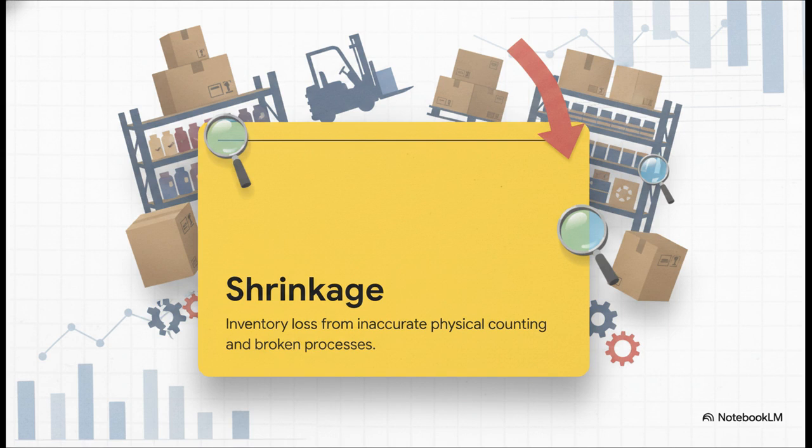And here's the crucial point. Shrinkage isn't just about theft or bad purchasing decisions. Not at all. It's the quiet inventory loss stemming directly from inaccurate physical counting. It erodes your margins invisibly, completely masked by generic tools that simply aren't built to catch physical discrepancies.